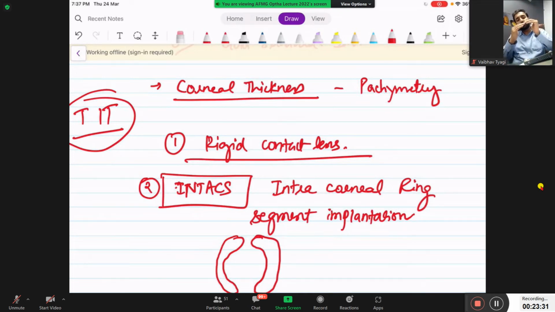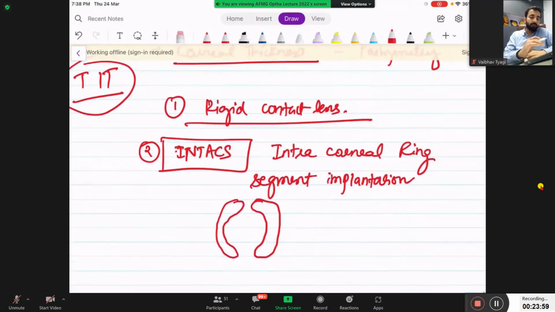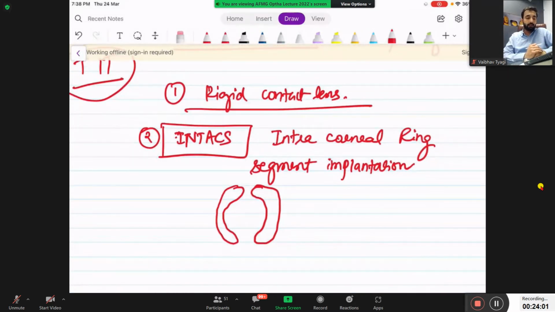We make an incision in the cornea and we take these kidney-shaped rings and insert them inside the inner layers of the cornea. These rings will provide strength to the corneal stroma, and automatically the progression of the corneal steepening will come to a halt, or can be slowed down. So this is also a very commonly used technique in keratoconus treatment, which is called INTACS, and this is important for your exam.